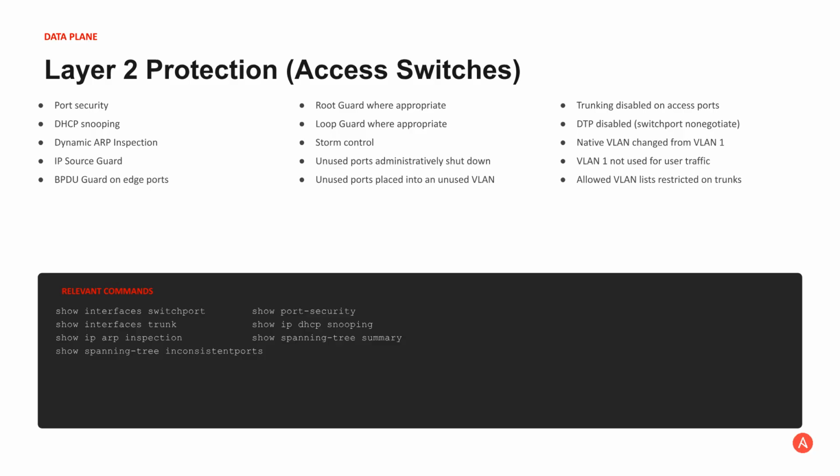Now we examine the data plane. Layer 2 is a frequent source of real-world incidents, such as VLAN hopping or ARP spoofing. Our security checks prioritize 3 essentials for access ports: port security, DHCP snooping, and dynamic ARP inspection. This trio effectively mitigates common local network attacks.